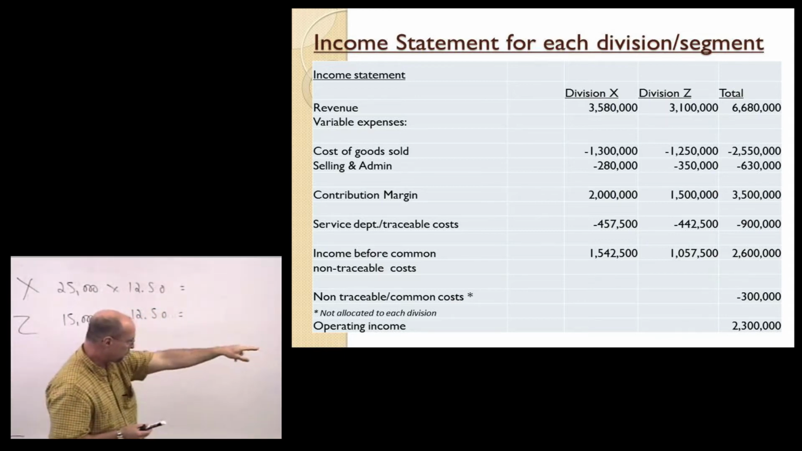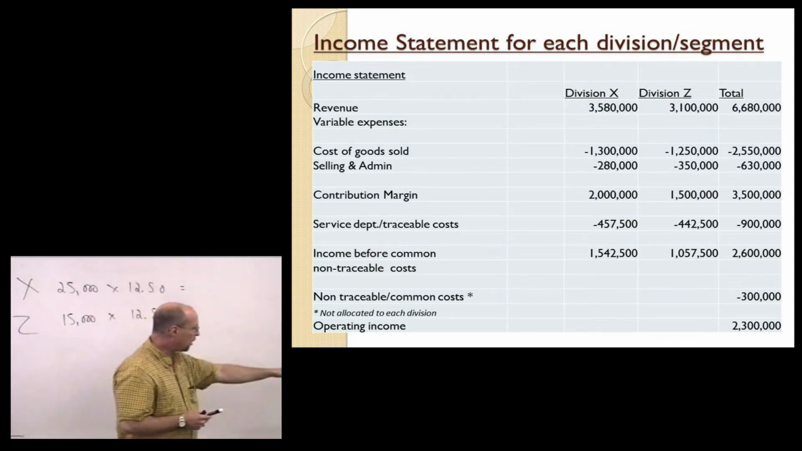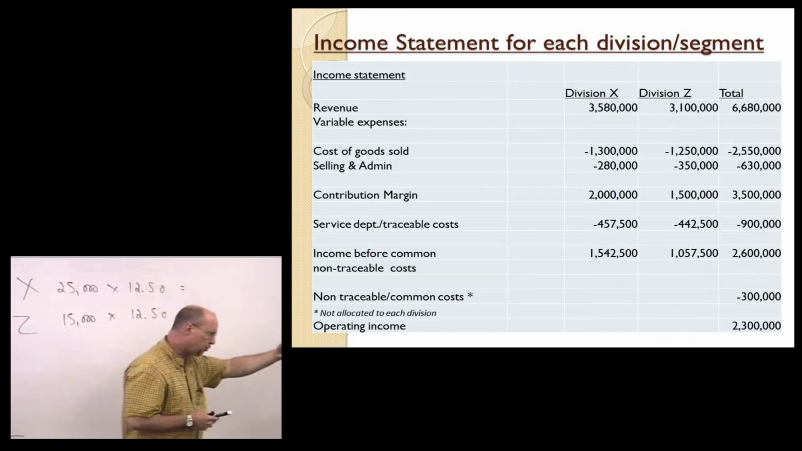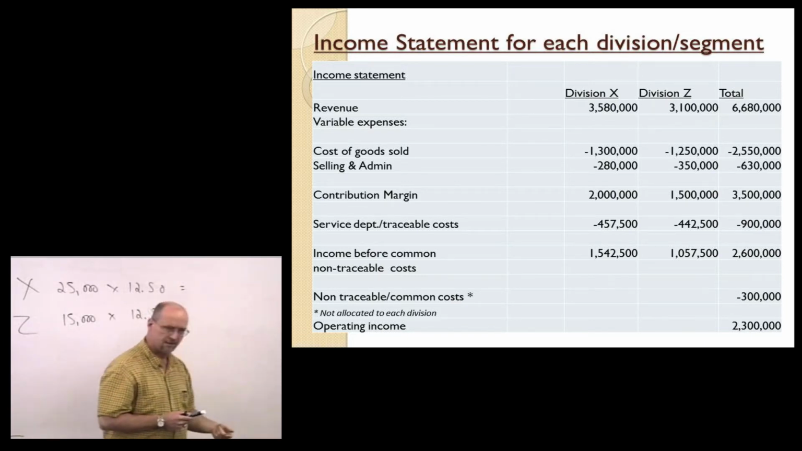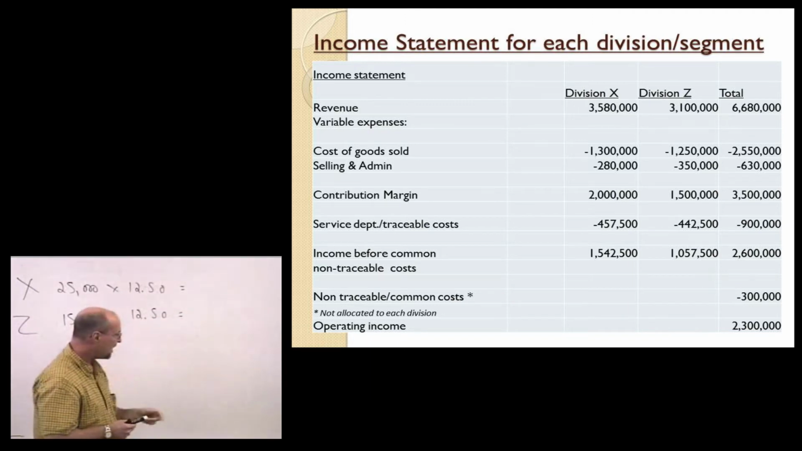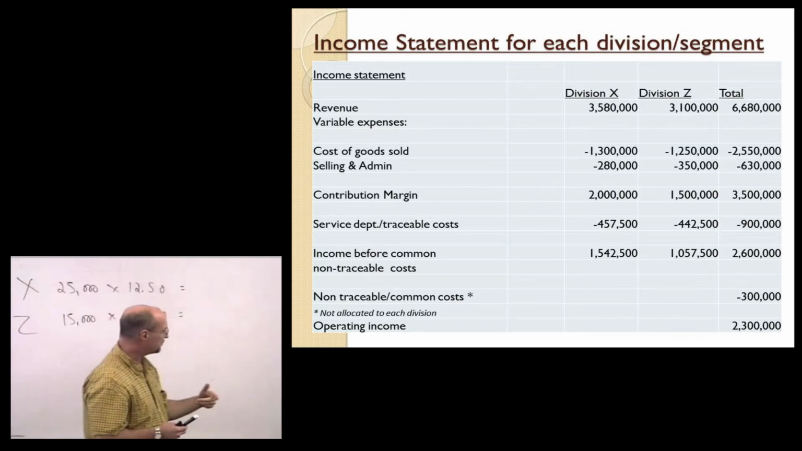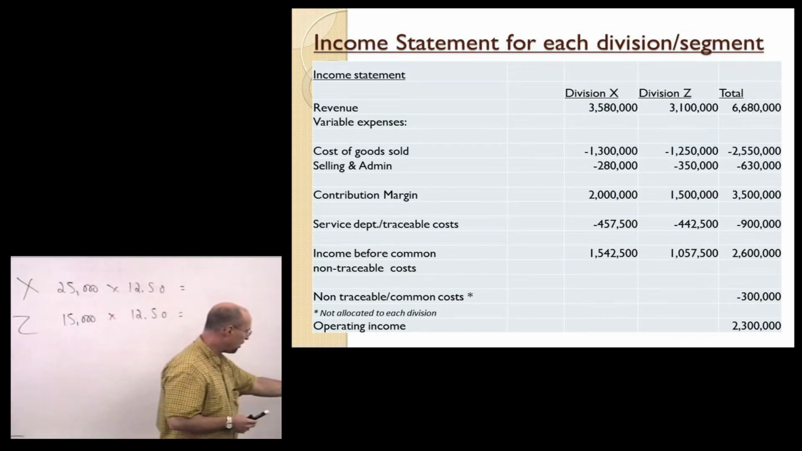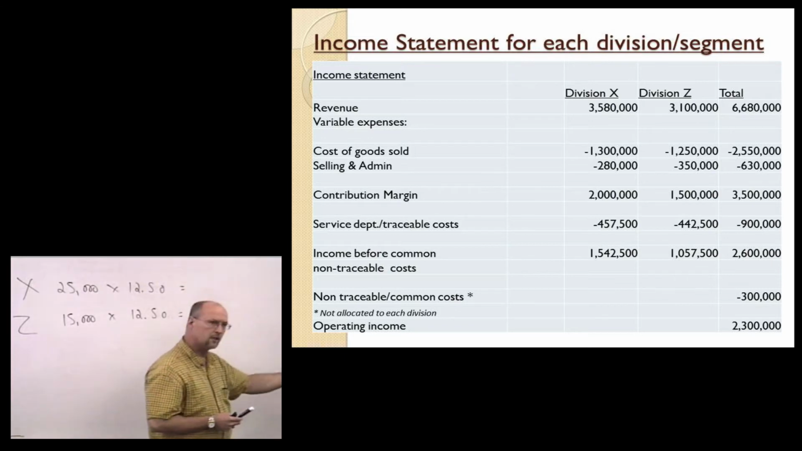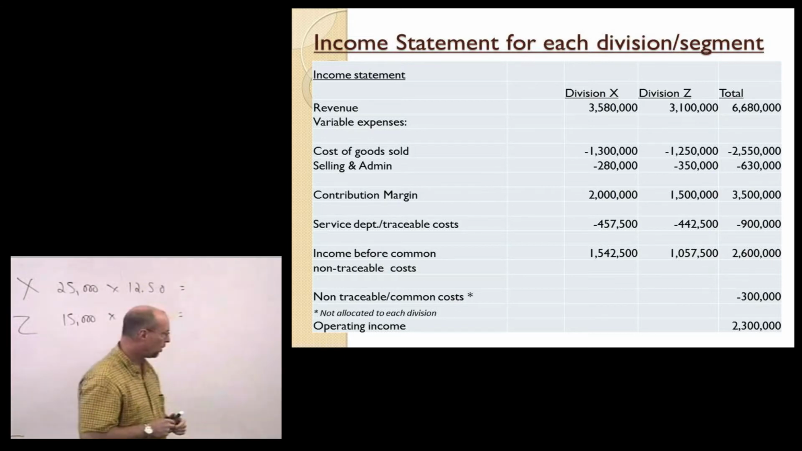Okay, there they are. You saw those numbers from the previous slide. And that gives us, sometimes we call this segment margin or controllable margin or simply income before common costs, or non-traceable costs. And notice how we treat the common costs. We don't allocate the $300,000. We charge it to the company as a whole. So if I'm going to evaluate performance on Division X and Z, I use income before common costs, or segment margin, controllable margin, whatever your textbook may call it.